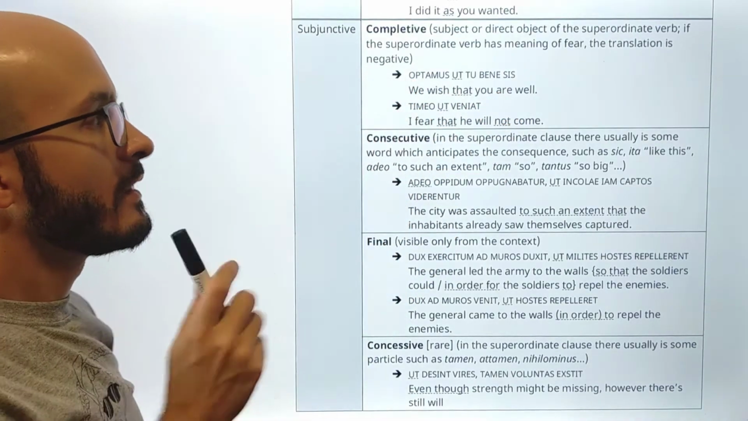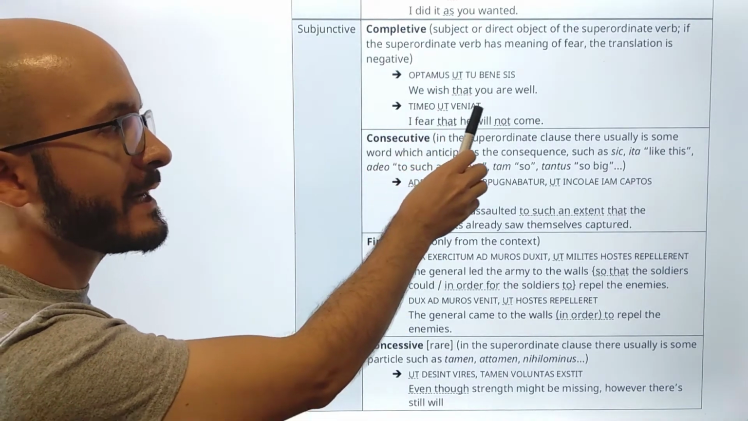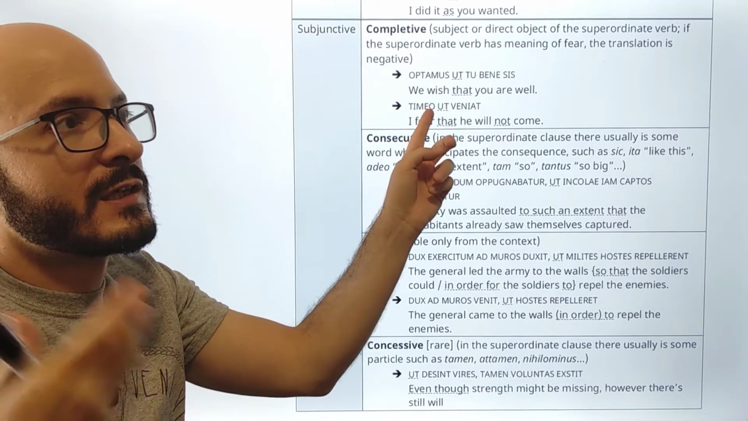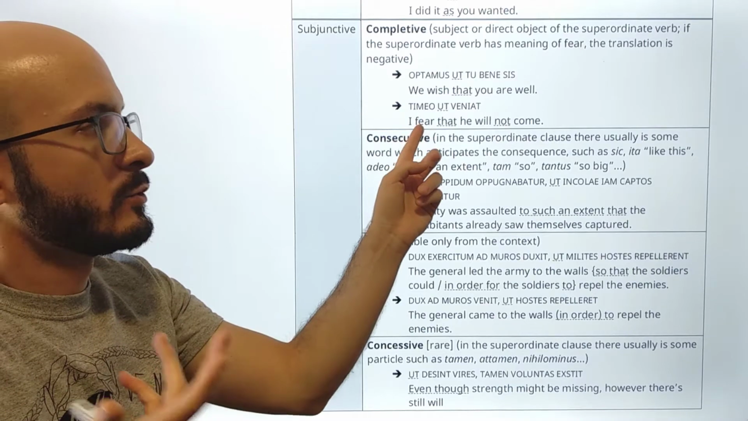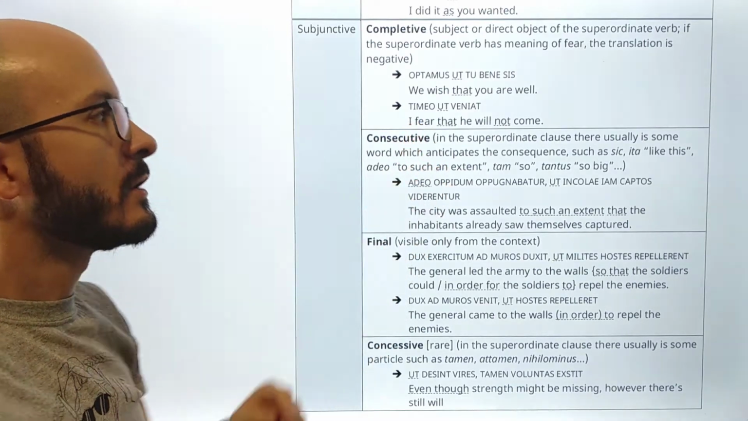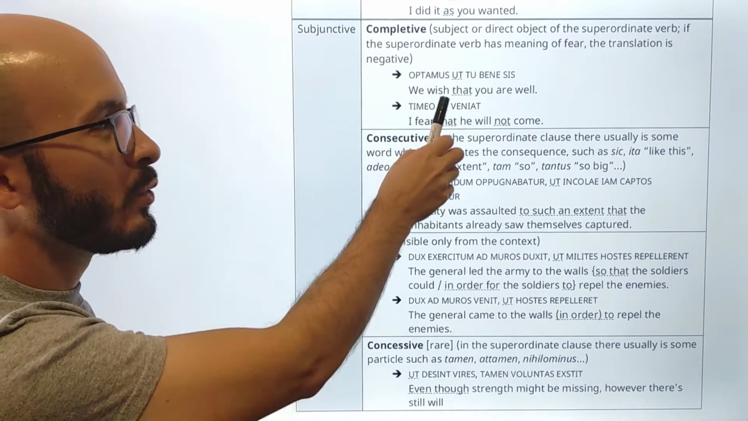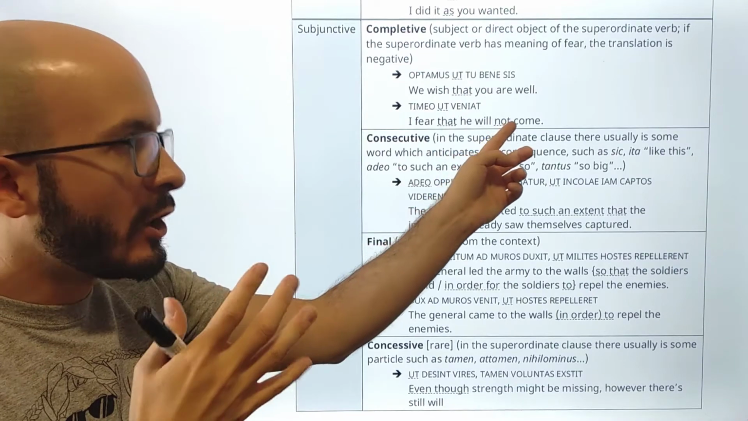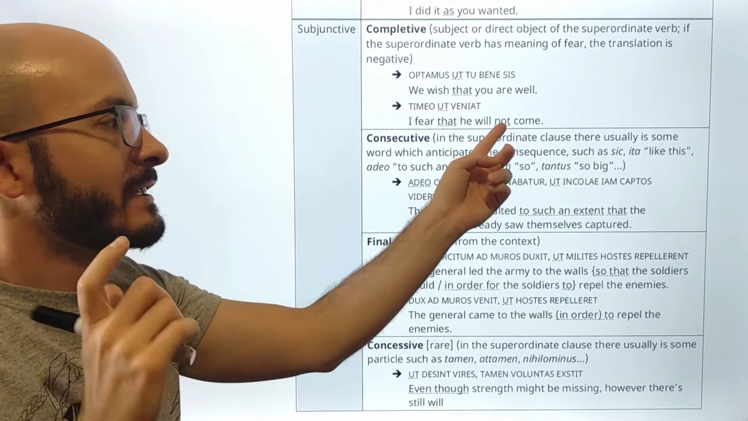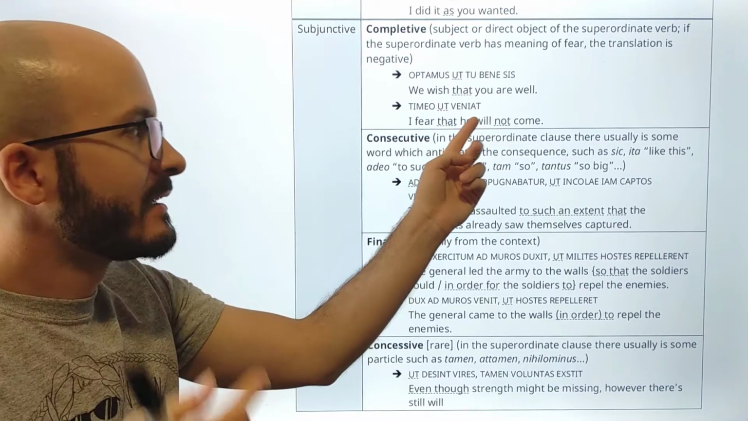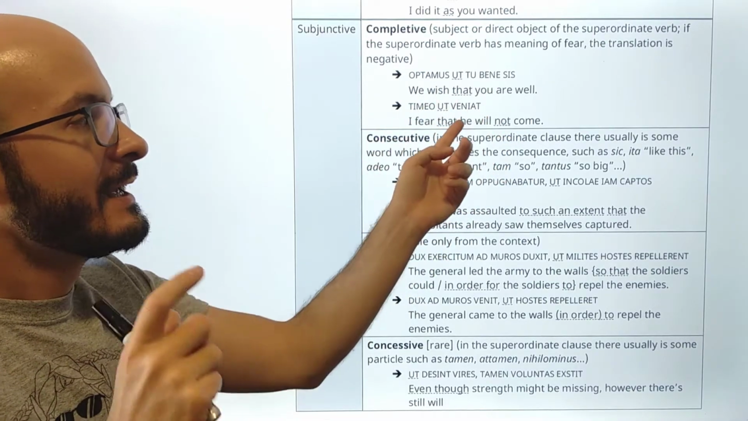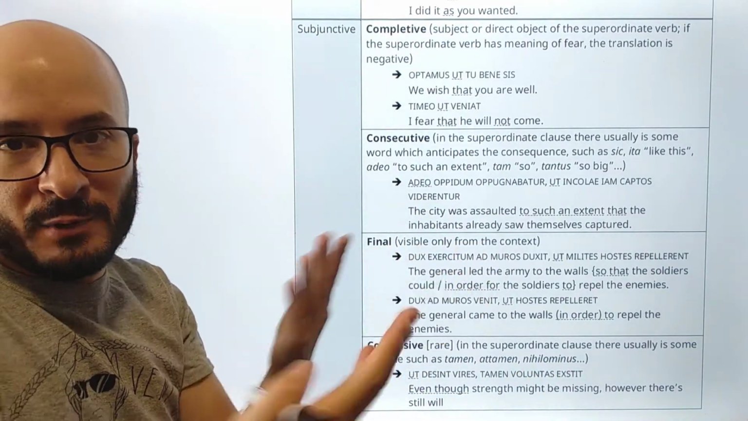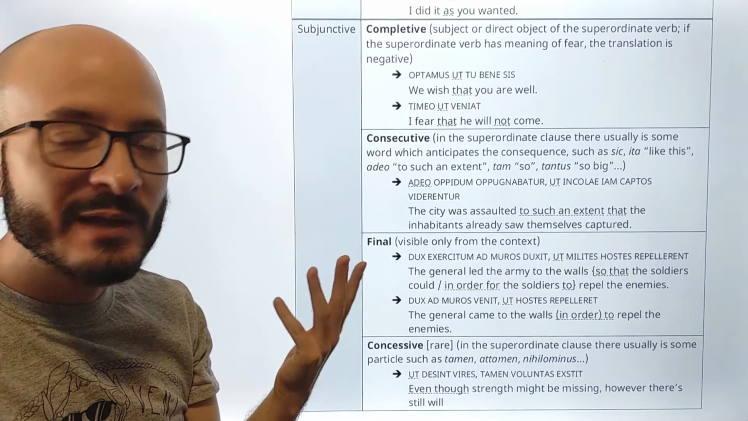Okay? Then, for example, timeo ut veniat. So now timeo is obviously a verb which is related to fear. We translate it as I fear. So in this case, notice that we have to translate ut as that not. In English it will depend, that he doesn't, that he will not, whatever. But in a negative way. Okay, this is important because, of course, it means the opposite. So it is very important to keep this in mind.